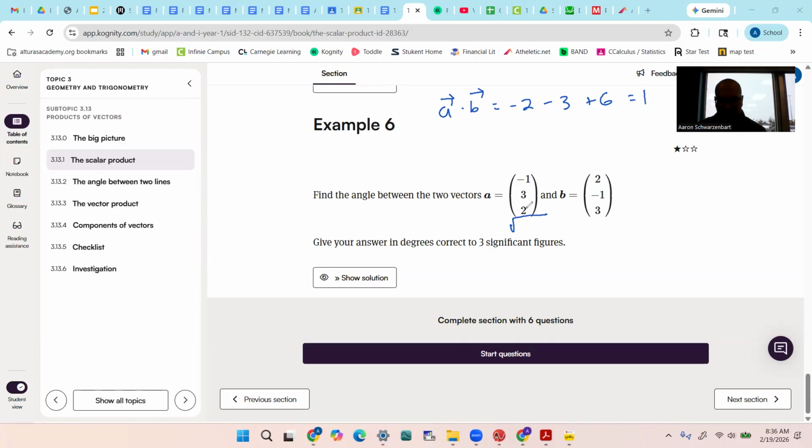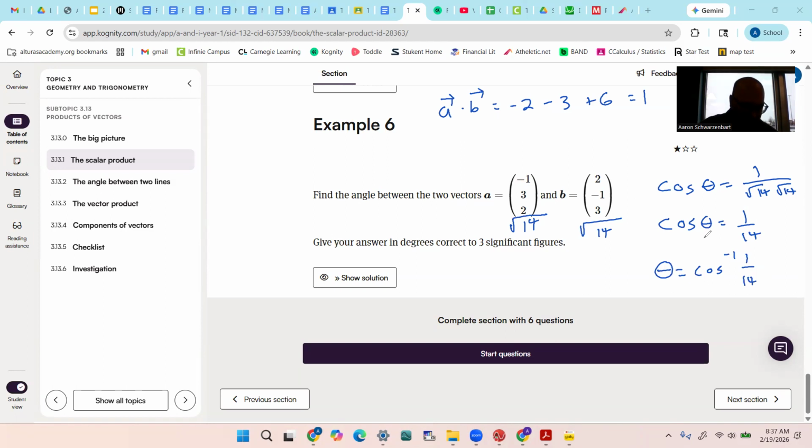Square root of 1, 9, 4, that's 14. Square root of 4, 1, 9 is also 14. So the cosine of theta equals 1 over square root of 14 times square root of 14, or cosine of theta equals 1 over 14. Inverse cosine of 1 over 14 is 85.9.